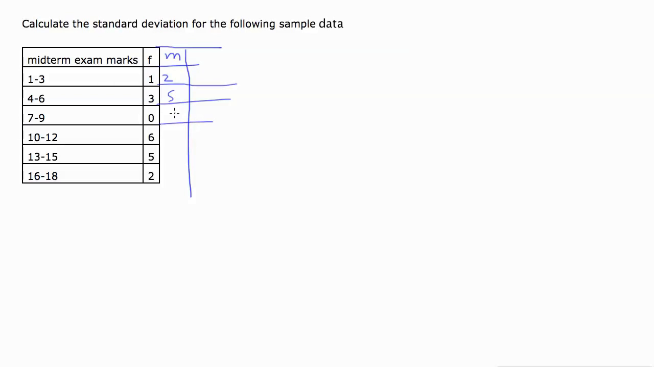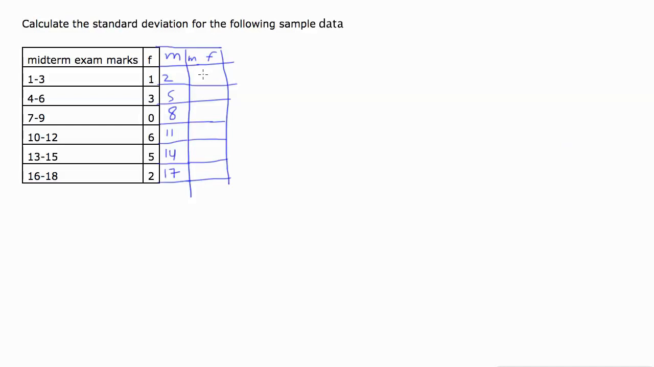So 7 to 9, the average will be 8. Just keep adding 3, so that will be 11, 14, and 17. So these are the midpoints. So now I have the midpoints for the classes. Now I need to calculate mf because I remember the formula needs the product mf, the midpoint of every class multiplied by the frequency of every class. So let's do that.